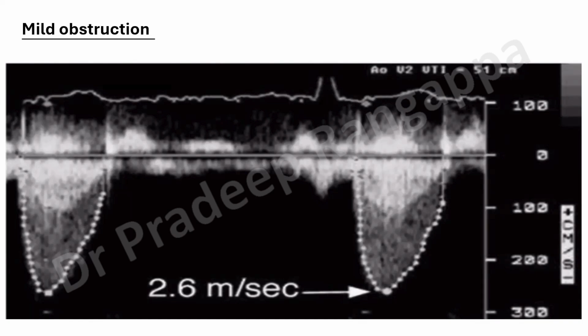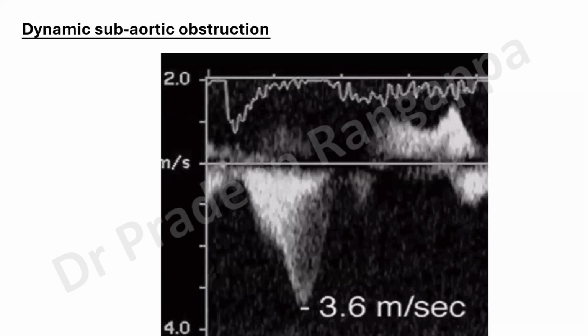If it is 2 to 3, it is mild AS. So here, you can call it a mild obstruction because the velocity is 2.6 meters per second, which you get when you trace this Doppler curve, and then the echo machine would give you this reading. I'll just show you how we did it. So if you see this, there is 3.6. So this is a moderate obstruction.